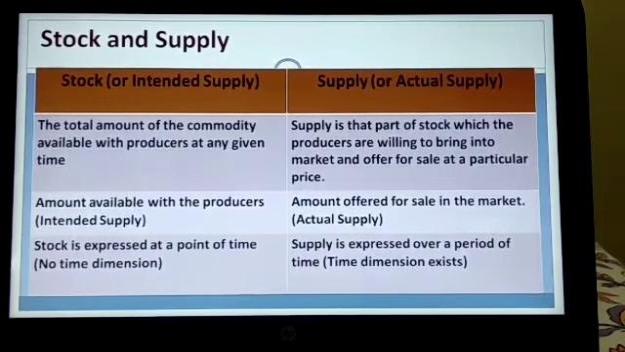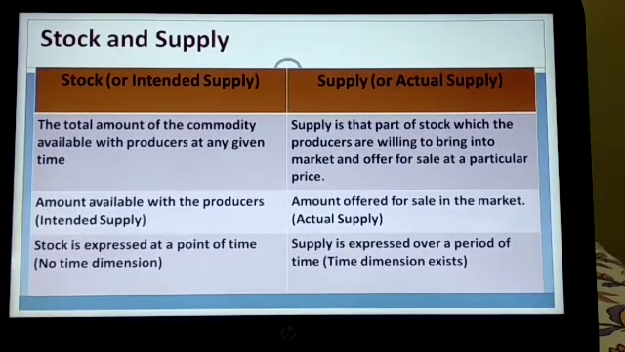It is stock. And when I say that in a period of 1 month the producer supplies 500 bottles of cold drink, it is expressed over a period of time. I am talking about some time dimension. So that is the concept of supply.